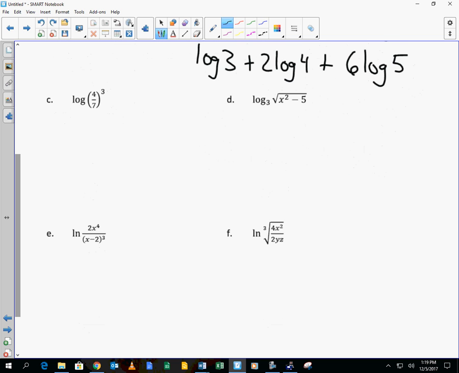All right. Please look at letter C. Is this the logarithm of a product, a quotient, or a power? Logarithm of a power. Why? It's the last thing in order of operations, right? So you have 4 divided by 7, and then you cube it. So I first use the power rule.